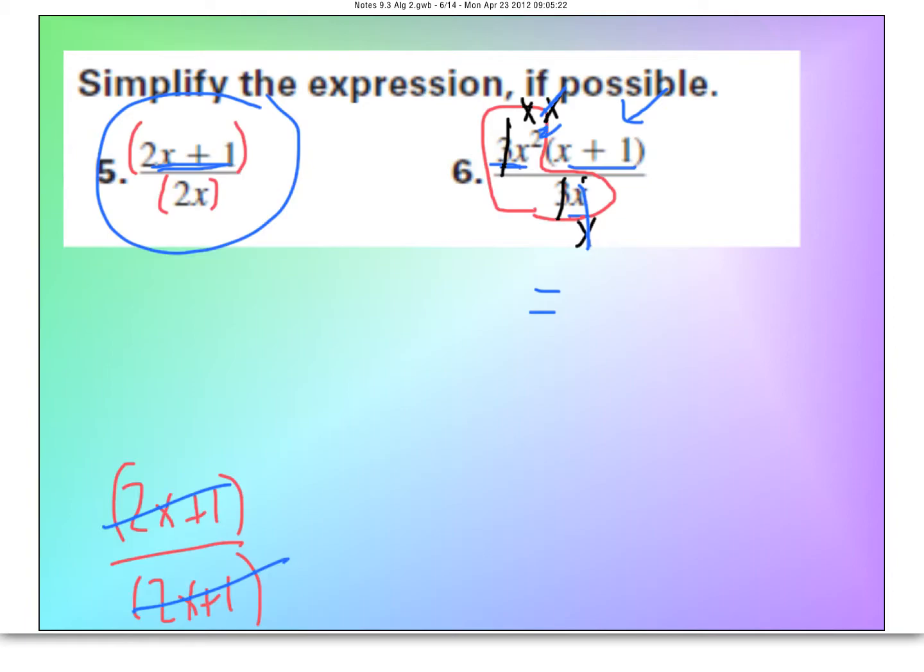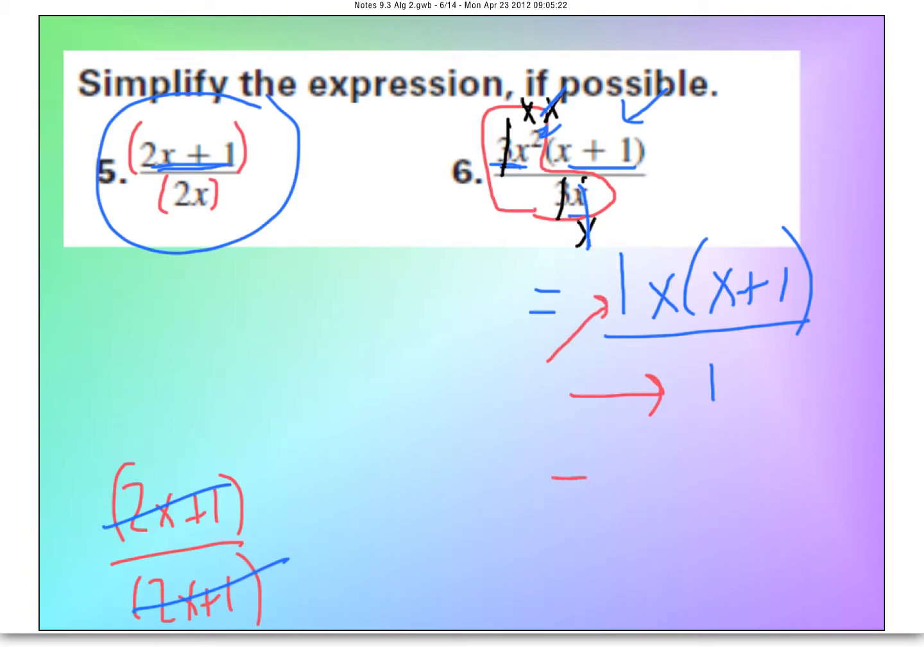So our answer is going to be a 1x, x plus 1, all over 1. We typically wouldn't put it over 1 like this. We would get rid of that, nor would we really write this 1. So our final answer would just be x and x plus 1. And that's considered simplified.